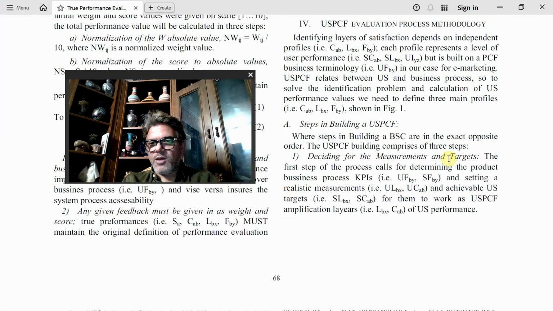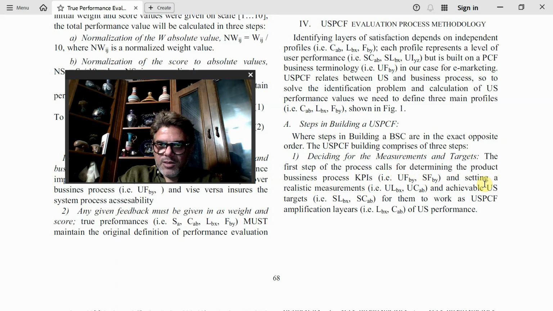Deciding for measurements and targets. That's the first step. So now we are going to talk about deciding measurements and targets. The first step of the process calls for determining the product business process, key performance indicators, which are the user framework and the satisfaction framework, and setting a realistic measurement, which is the user levels and the user categories, and achievable user satisfaction targets, satisfaction levels, and satisfaction categories.